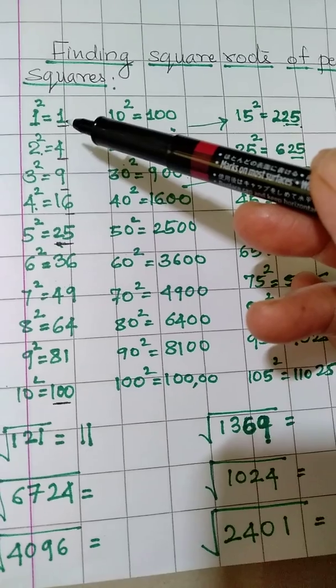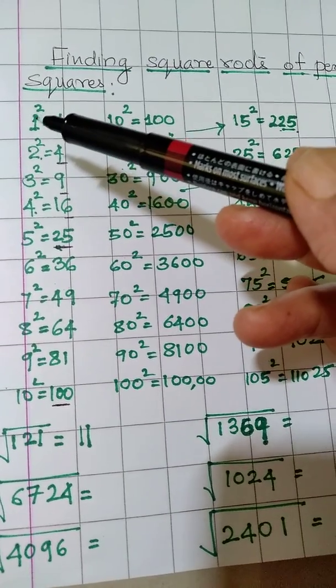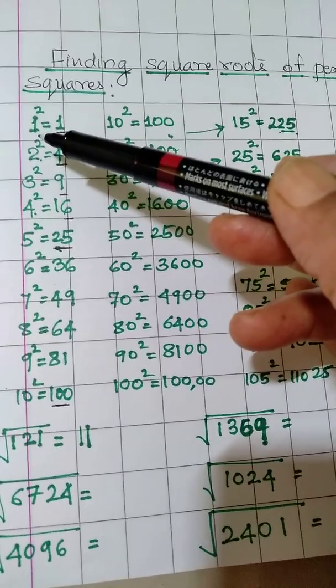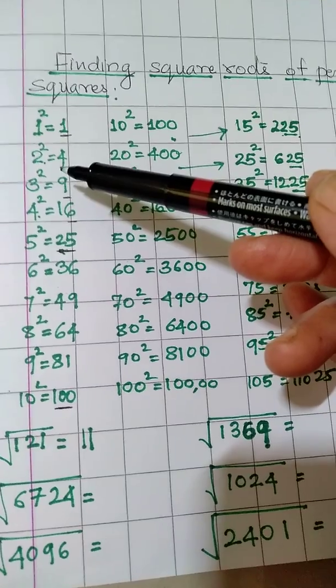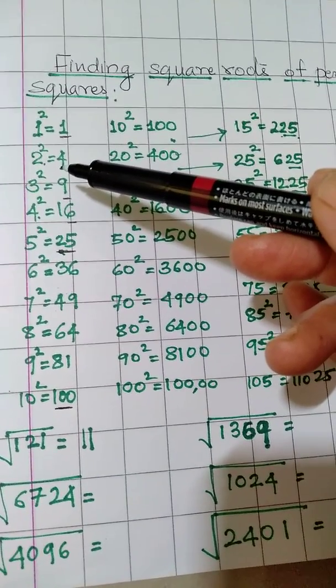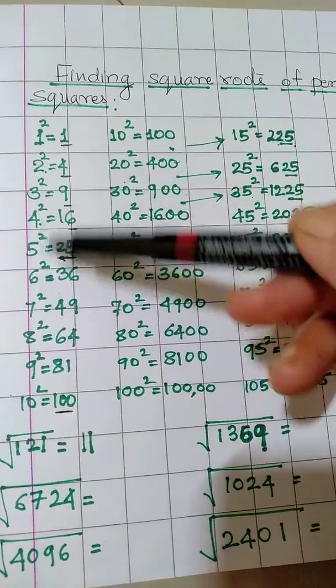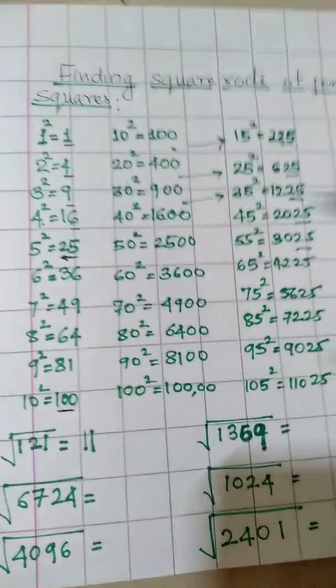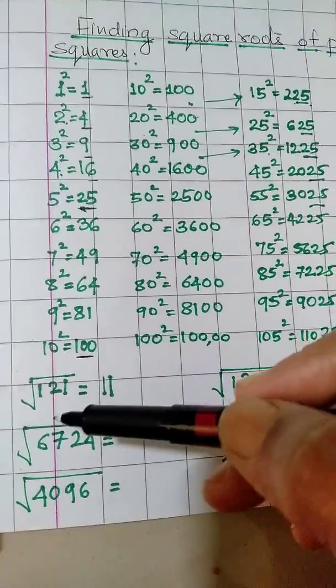And if 1 is in the units place of a square number, the digit in the units place of the square root has to be 1 or 9. Similarly, if 4 is in the units place of the square number, the square root should have 2 or 8 in its units place, and so on. Just keep this in mind. Now let's go directly to the problems.